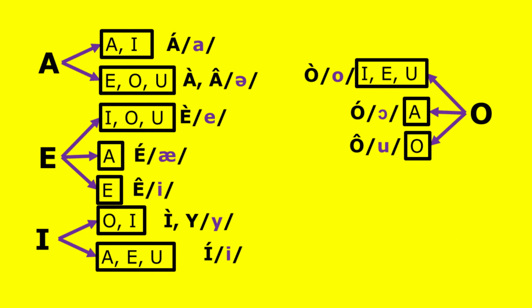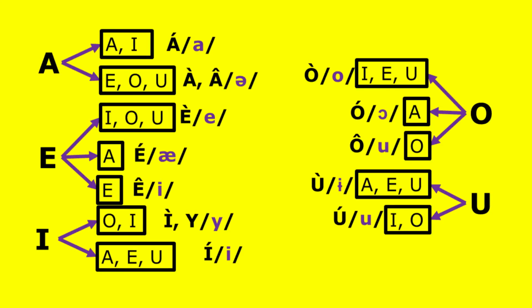The diacritics: grave will make it sound O. Acute will make it sound open. And circumflex will make it sound ooh. I forgot to mention that I has no circumflex. You're supposed to use an acute.